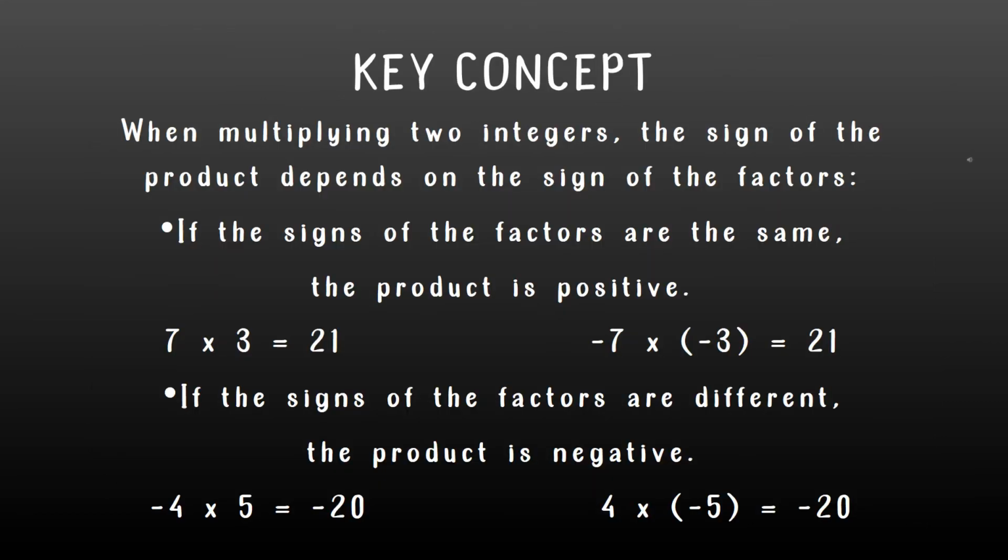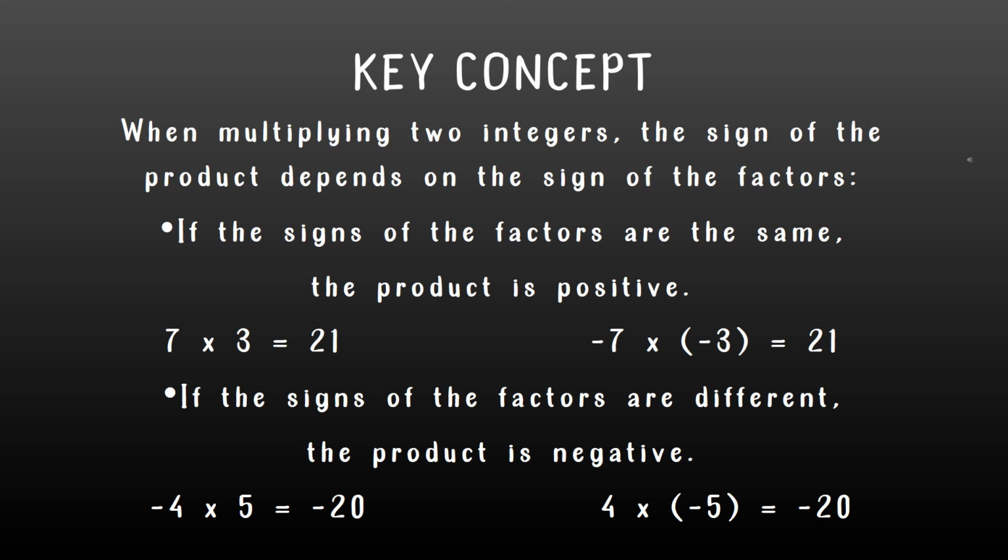Finally, I just want you to understand the properties. When multiplying two integers, the sign of the product depends on the sign of the factors. Number 1, if the signs of the factors are the same, the product is positive. For example, 7 times 3 equals 21, and -7 times -3 equals 21. In both cases, they have the same sign, so the answer is positive.